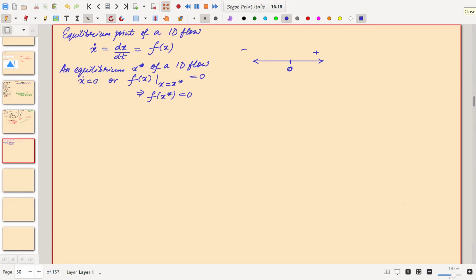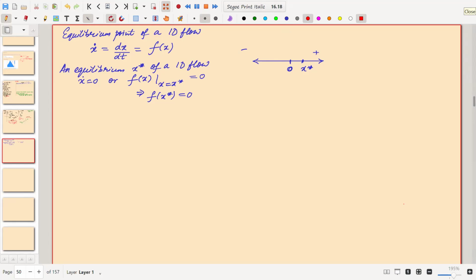So now the question is, suppose your fixed point is here, x star. Understood? Your fixed point is here, suppose. Now, how can we tell it is a stable fixed point? A stable fixed point is something where, if you start nearby that point, you will come to that point, right?